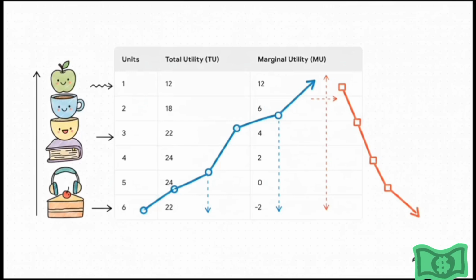Now take a look at this table from your NCERT book. It shows this relationship perfectly. See what's happening? As we go from consuming 1 unit to 5 units, the total utility is going up from 12 to 18 to 22 to 24. But look at how it's going up. The jumps are getting smaller. And that's because the marginal utility, the extra satisfaction from each new unit, is constantly falling from 12 to 6 to 4 and so on.